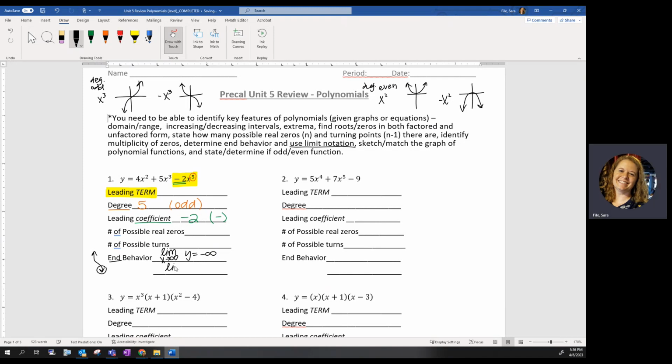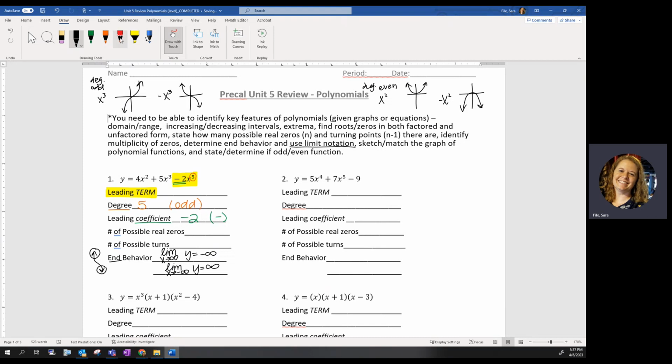And then the limit as x approaches negative infinity, that means left. Because as we go left, x is going towards the negatives. Y goes toward, you can see the left side is going up. So it's going to positive infinity. So the leading term, we pick out the degree and the leading coefficient and use that to get our end behavior.